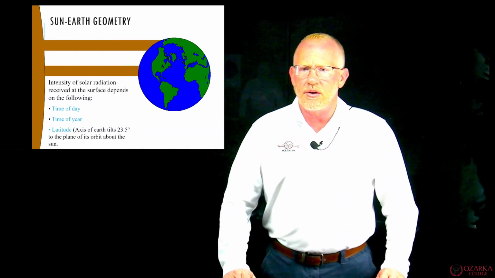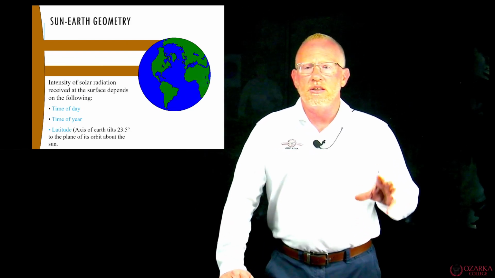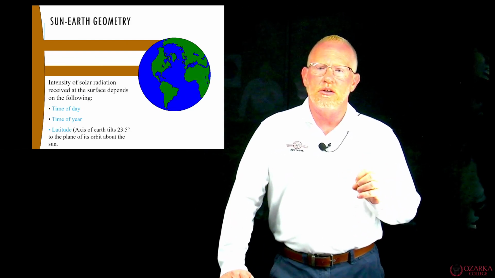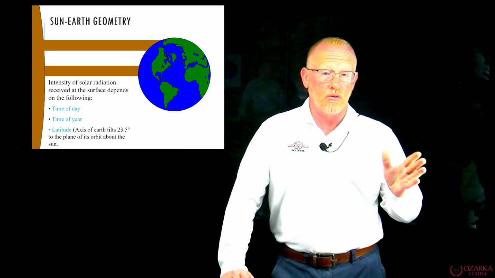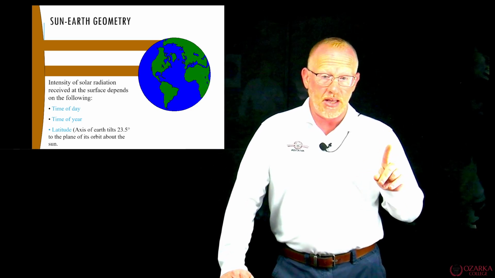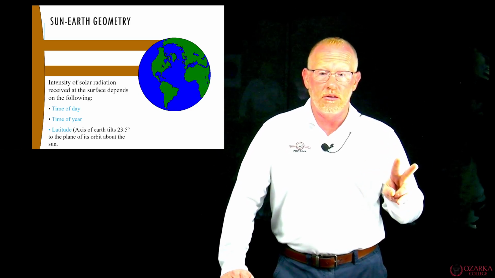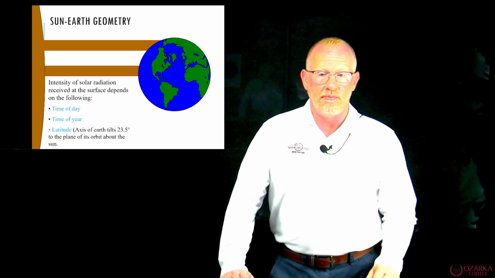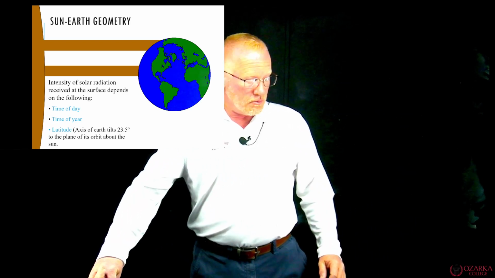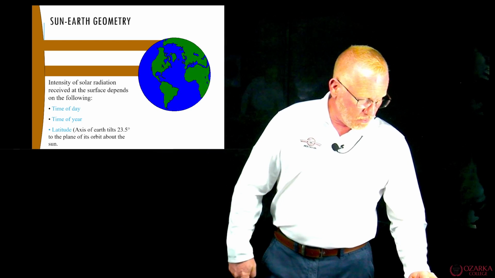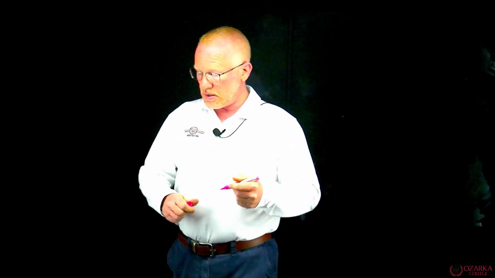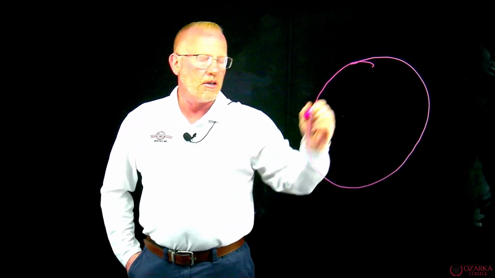Let's see, here we go. The intensity of solar radiation received depends on the following: the time of day, the time of year, and what latitude you're in. So I'm going to clear this off and draw on the board just for a second. As I stated earlier, Earth is pretty much shaped like an egg.